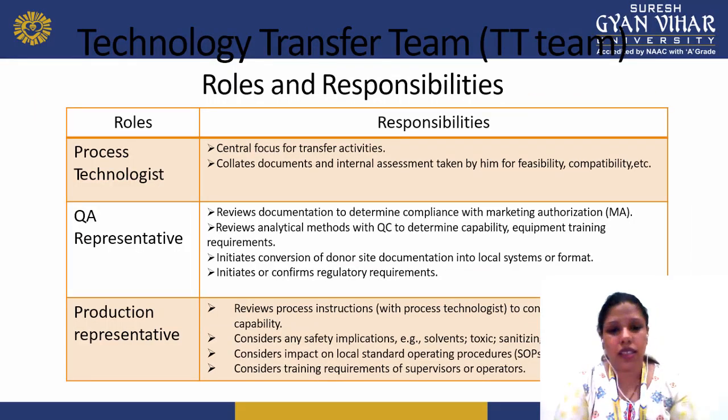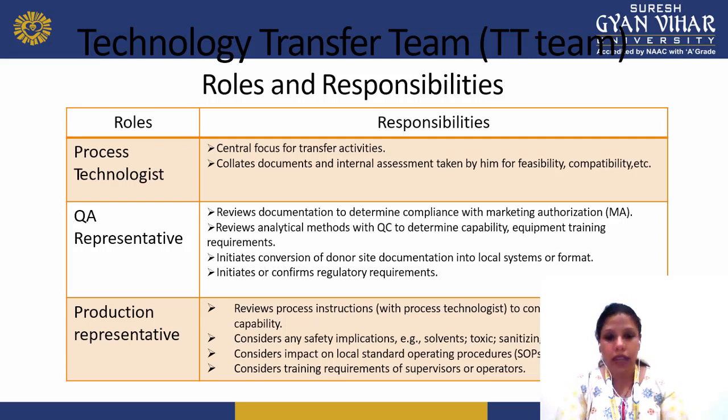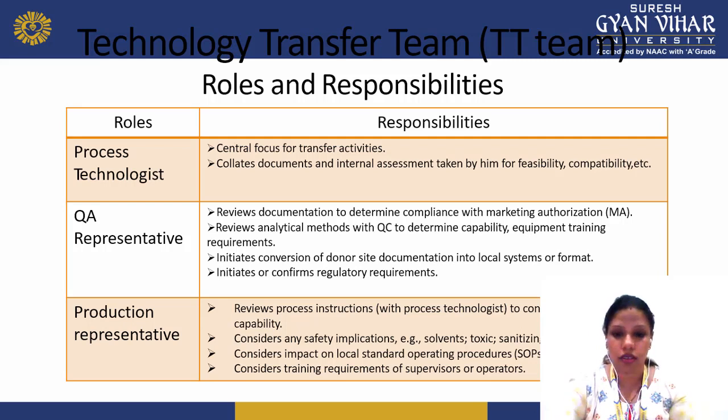Okay, so this is the review process instruction to confirm the capacity and capability, consider any safety implications, consider impact on local standard operating procedure, and considers training requirement of supervisors and operators. These are the other roles and responsibilities of the production representative.